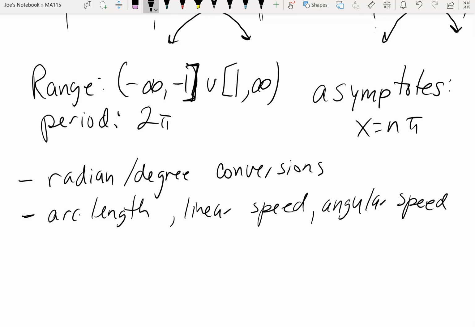So for arc length, remember your formula was, oops, I got that backwards. Arc length we denote with S, and it's radius times the angle. What's the important part with the theta? It has to be measured in radians, right?